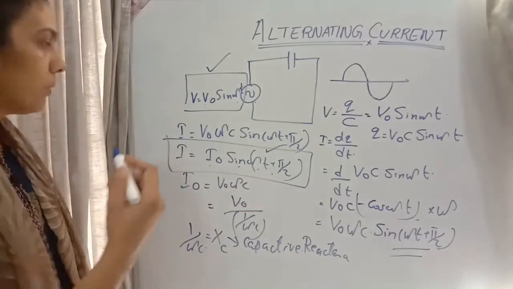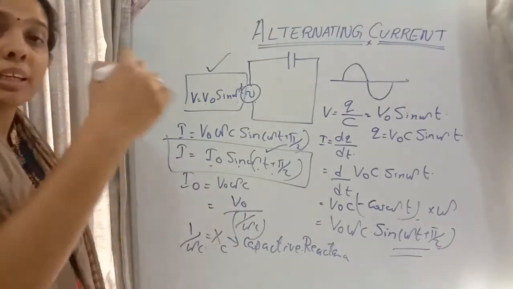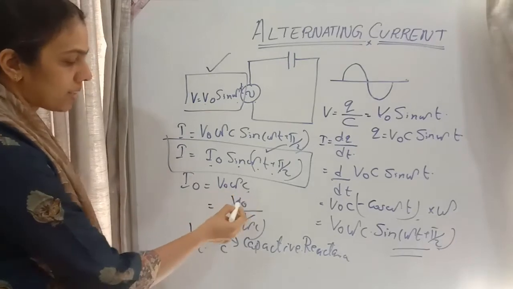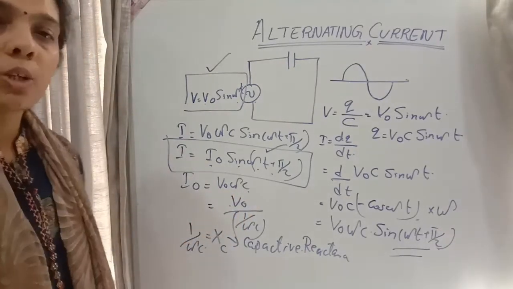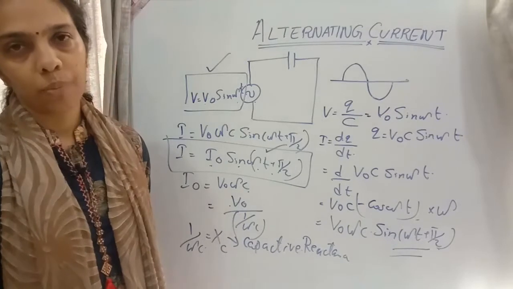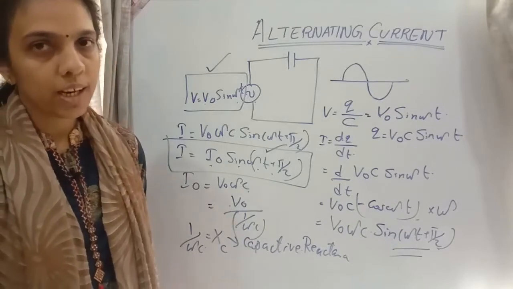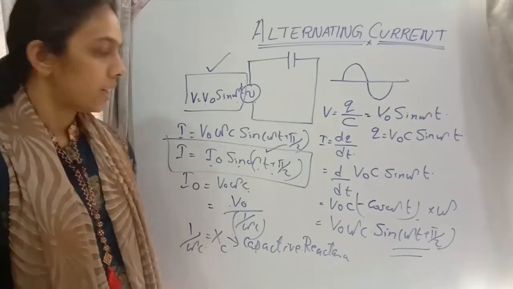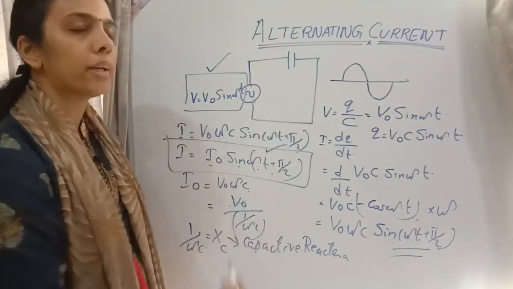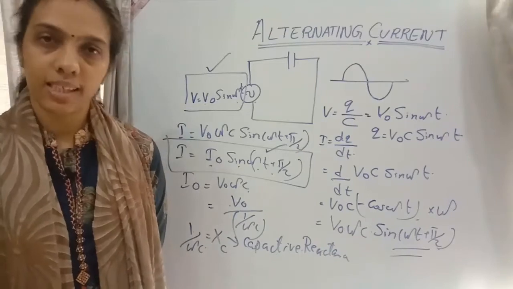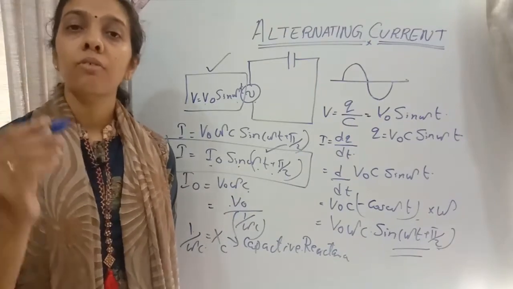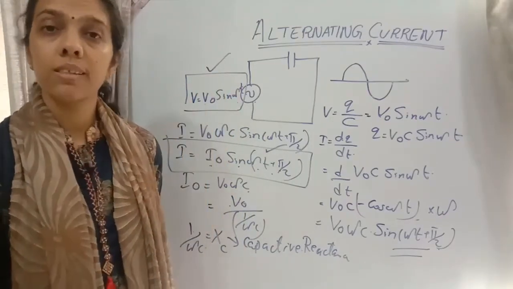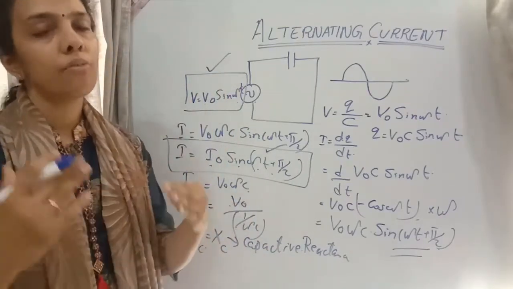Okay, what is the maximum or peak value of current? V0 omega C, or we can write it as V0 divided by 1 by omega C. What is this 1 by omega C? That is called capacitive reactance, 1 by omega C equals XC. Now we are going to draw the phasor diagram for these equations.